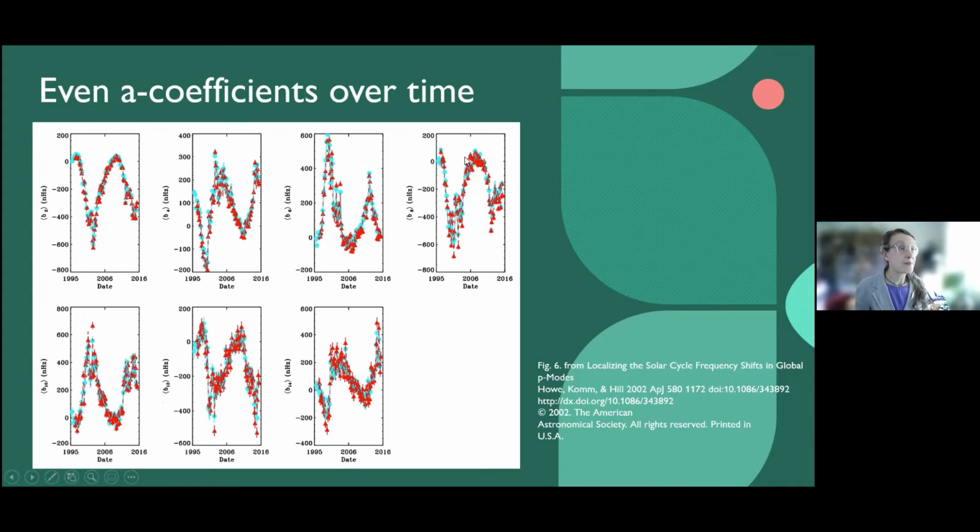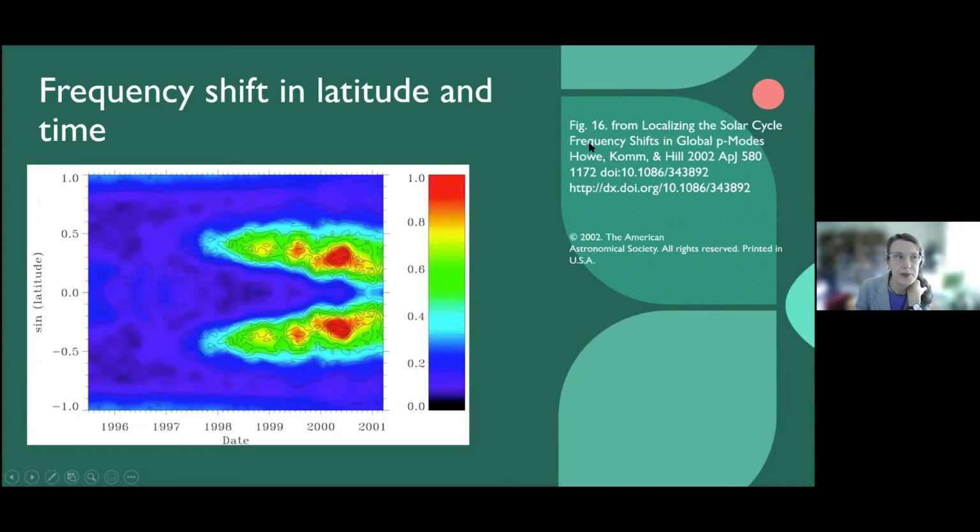And that's basically the same plot, but brought somewhat more up to date, and so about 2 cycles' worth of it. And you can see that holds up very well. In fact, you can take this a step further and do a kind of inversion in latitude to localize where the frequency shift actually is. And it turns out that, surprise, surprise, it's exactly where the magnetic fields are.